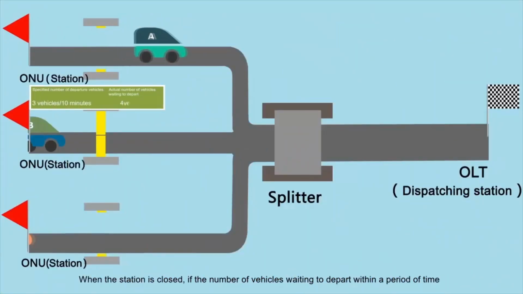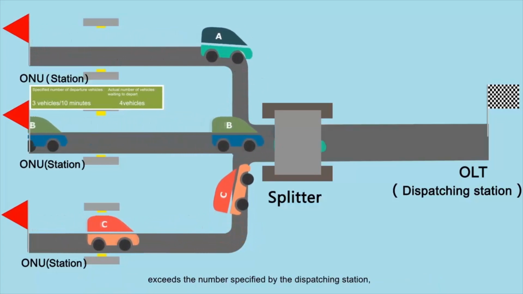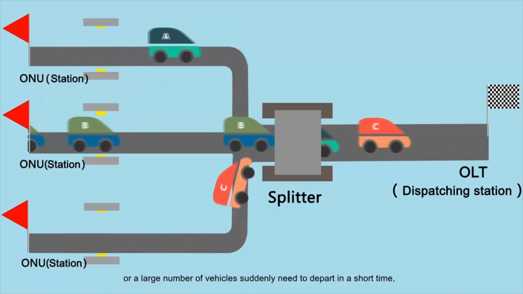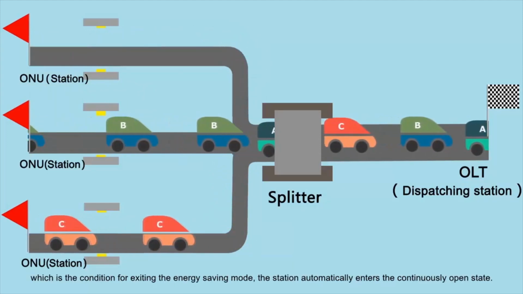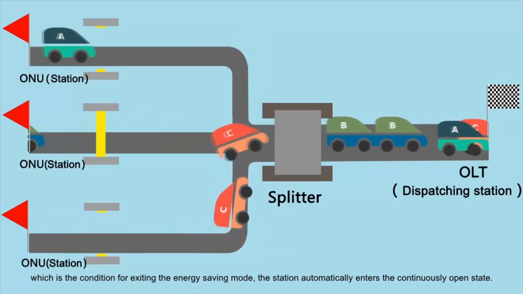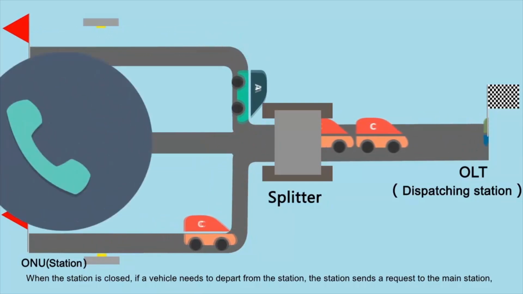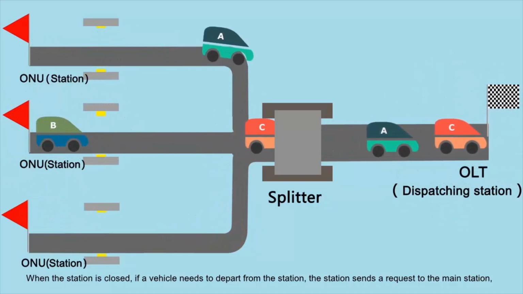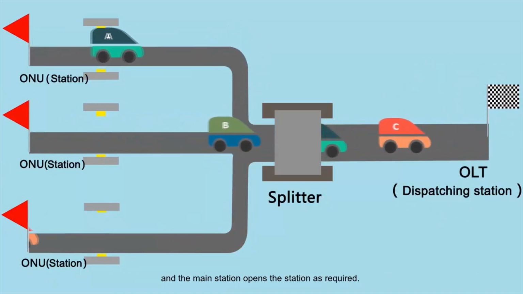When the station is closed, if the number of vehicles waiting to depart within the period of time exceeds the number specified by the dispatching station, or a large number of vehicles suddenly need to depart in a short time, which is the condition for exiting the energy-saving mode, the station automatically enters the continuous open state. When the station is closed, if a vehicle needs to depart from the station, it sends a request to the main station, and the main station opens the station as required.